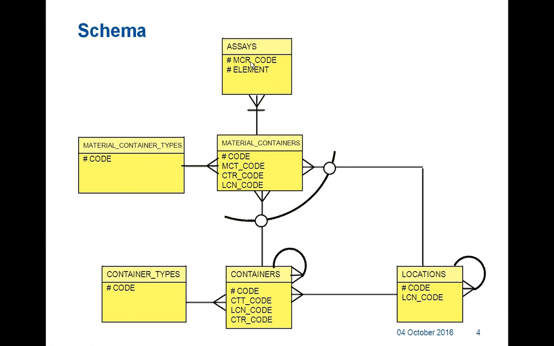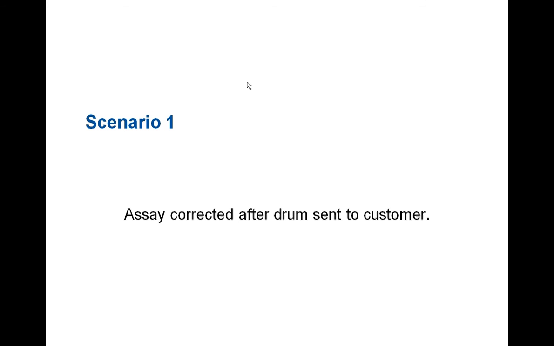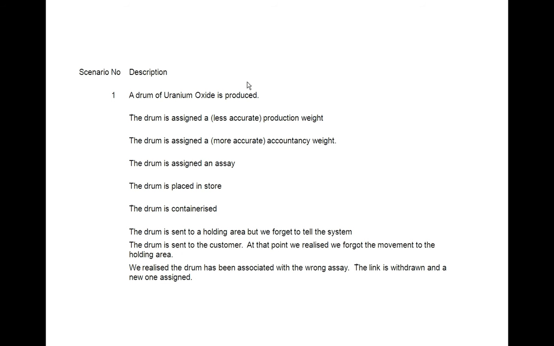Of the scenarios that we mentioned earlier, we are now going to go through scenario 1, where an assay is corrected after a drum is sent to a customer. This scenario takes several steps. A drum of uranium oxide is produced. The drum is assigned a less accurate production weight. The drum is assigned a more accurate accountancy weight. The drum is assigned an assay, then is placed in the store, then is containerized.